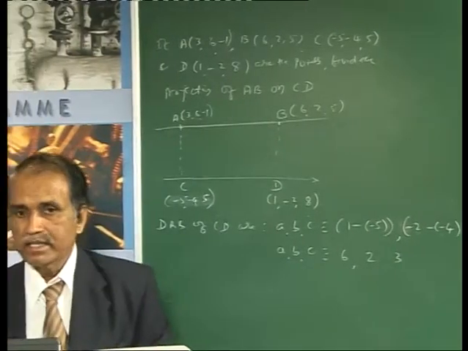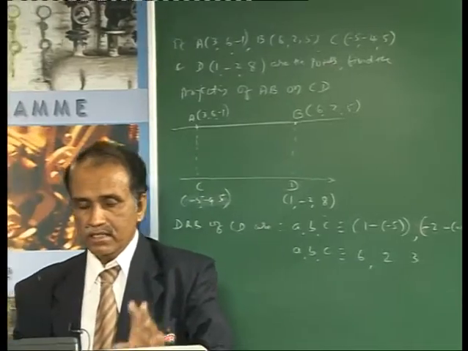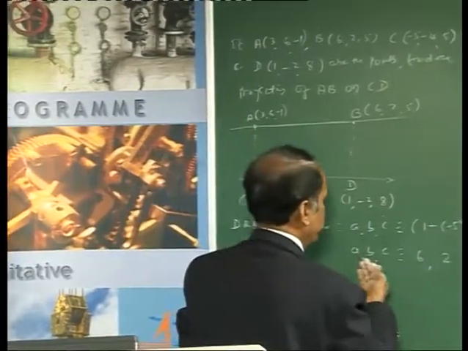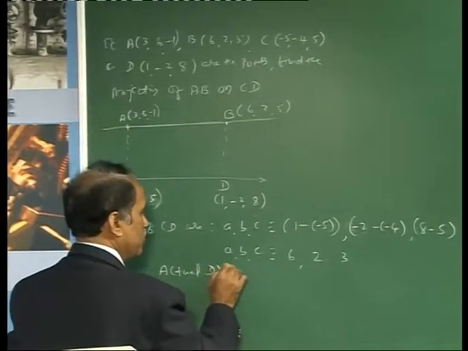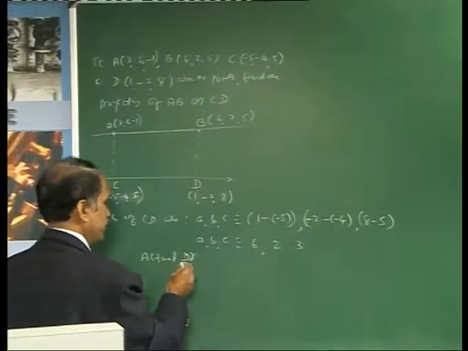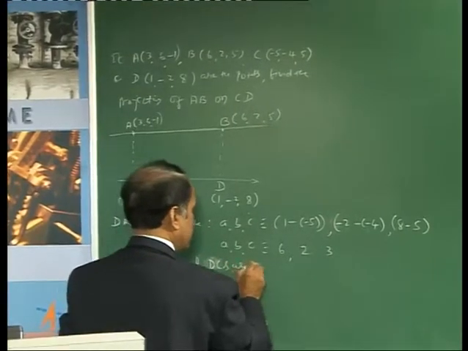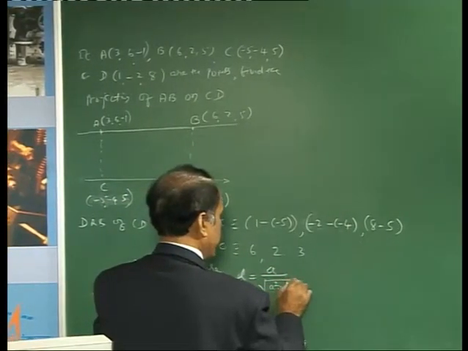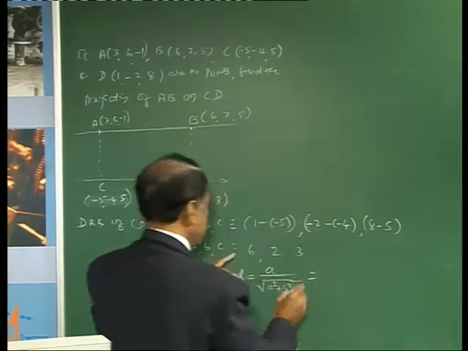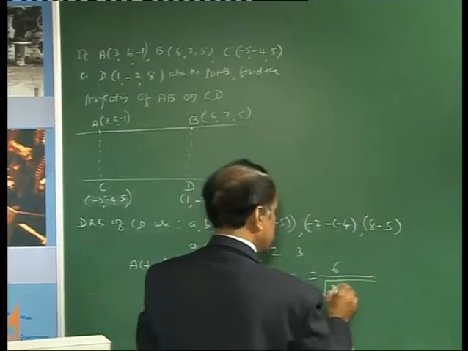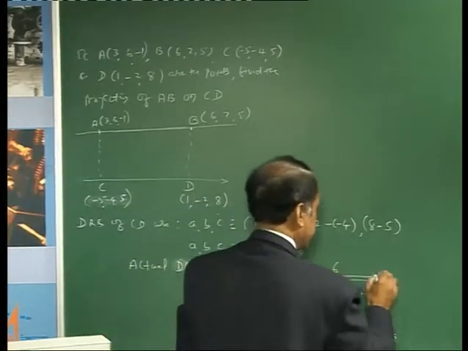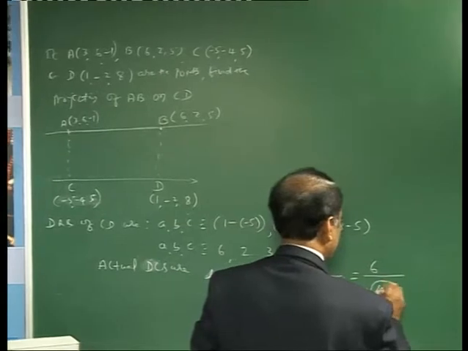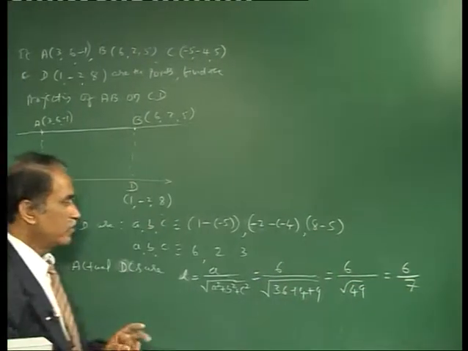Direction ratios are nothing but proportional direction cosines. They also represent the positive direction of a straight line in the three-dimensional Cartesian coordinate system. Therefore, instead of alpha, beta, gamma, we have the values ABC. Your formula is in terms of L, M, N, but these are the values ABC. So the actual DCs: L is equal to A divided by square root of A square plus B square plus C square, that gives 6 divided by square root of 36 plus 4 plus 9. That is 6 divided by square root of 49, which gives 6 by 7.